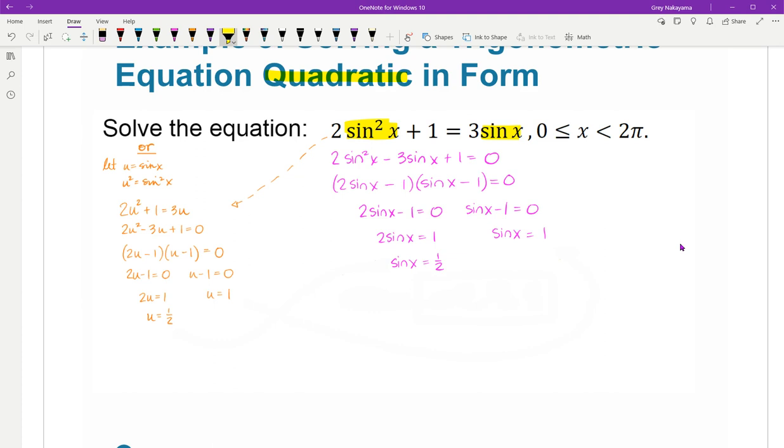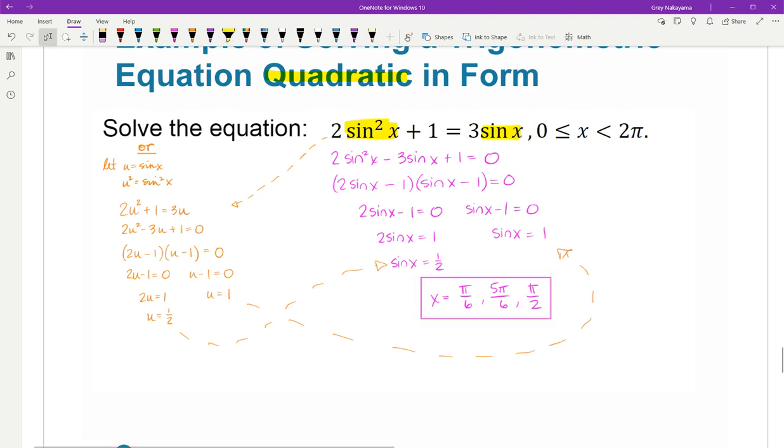So if you remember what u is equal to, then u equals 1/2 brings us to that equation, and u equals 1 brings us to that equation. So what are my answers? Where is the sine equal to 1/2? Well, the sine is 1/2 at pi over 6 and at 5 pi over 6. And sine of x is equal to 1 up top at pi over 2. So those are my answers.